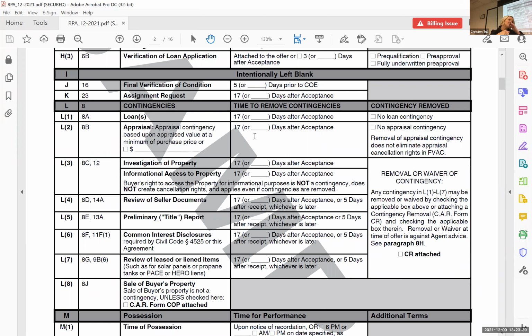I did it, I reversed it. I'm trying to mess with you guys. You guys paying attention? Yeah, so there's that relationship there. I want to see 3 to 4 days longer on the loan contingency than the appraisal. Okay, it should never be the same.